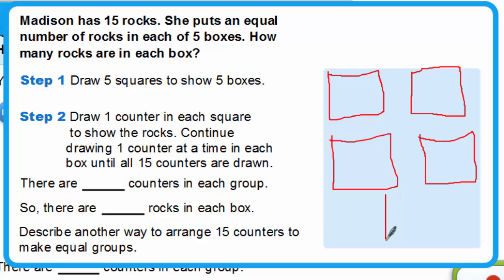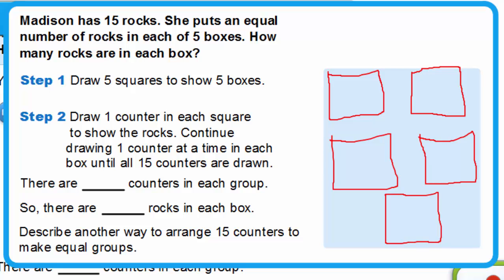And you're going to need a few more counters, aren't you? We used 12 the last time. Again, I hope you pick something that you can snack on. Make sure you have 15. Even if you have to pause the video, make sure you have 15 counters. Now, we're going to draw 1 counter in each square to show the rocks. Continue drawing 1 counter at a time in each box until all 15 counters are drawn.